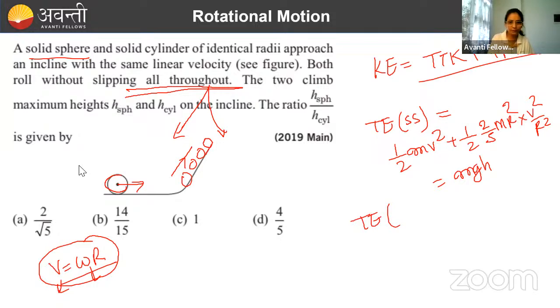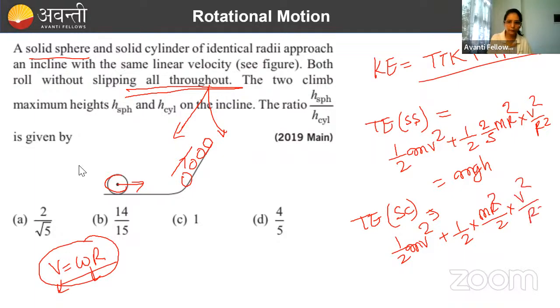Now write the total energy for the solid cylinder. What will you write? Mass is the same, identical radii, approaching the inclined plane with the same linear velocity. Even if it is not the same, it will get cancelled, so nothing to worry about. Half mv square, v is the same in both cases, right? Plus half into the moment of inertia; the solid cylinder acts like a disk, so take mr square by 2 into v square by r square. This will be equal to mgh2. Calculate h1 and h2, compare, just take the ratio of these two.